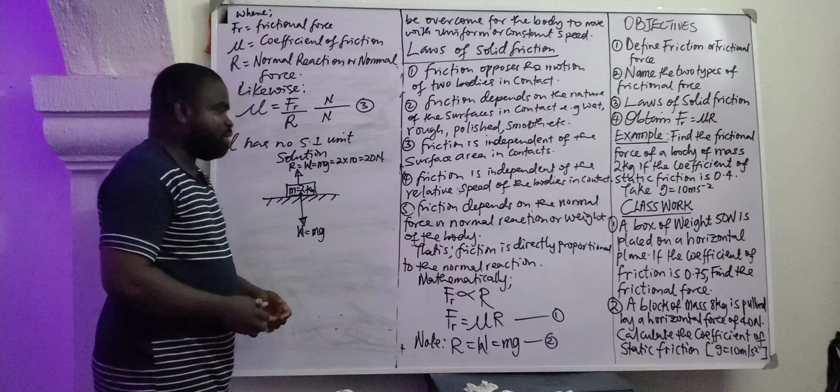Now, what are the laws? If we have two bodies in contact, like I explained, and one tries to move over the other, I say frictional force will exist. And one thing that the frictional force will try to do is to oppose the motion of the two surfaces in contact. So that is one of the laws. Friction opposes the motion of two bodies in contact.